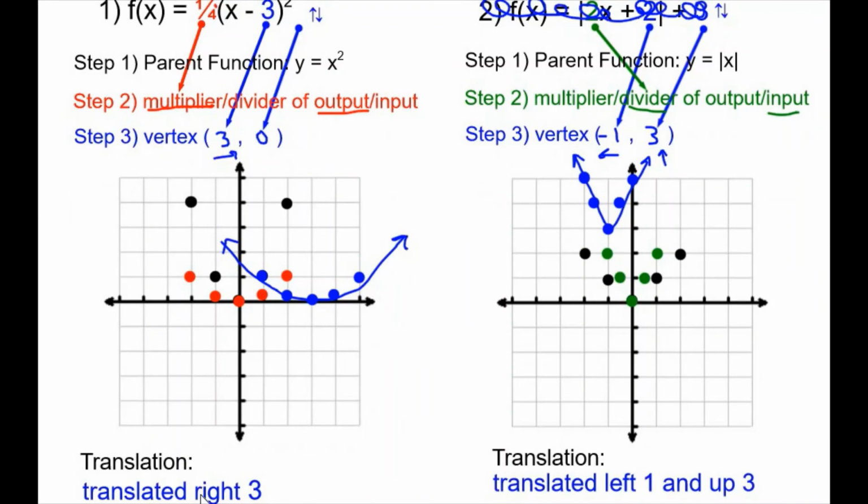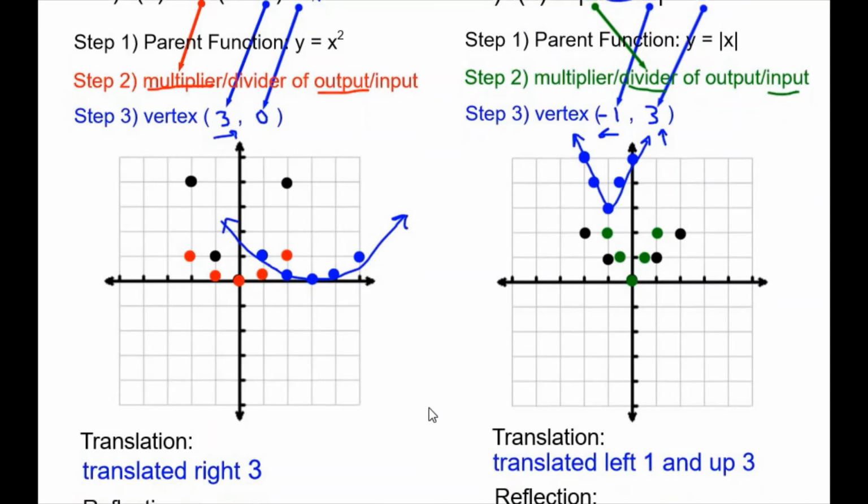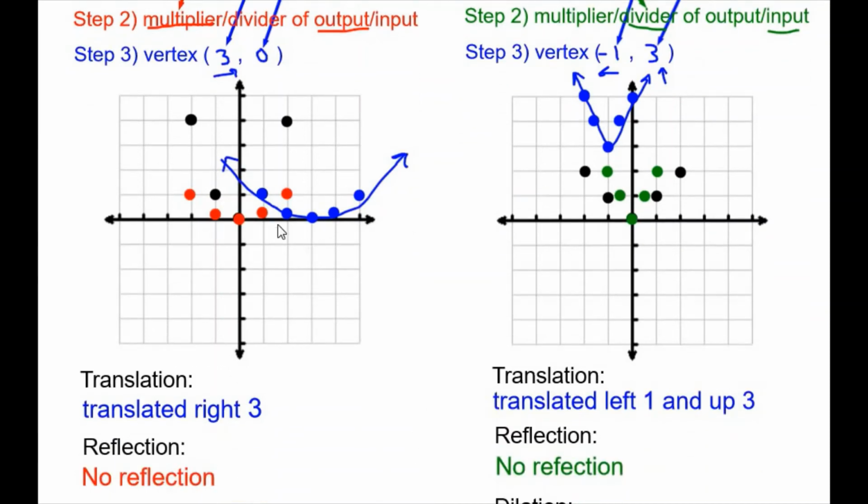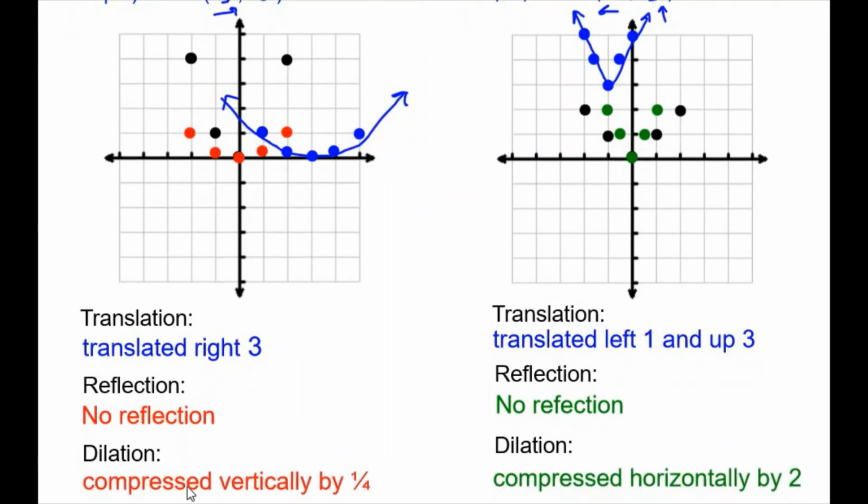In the first problem, it was translated right 3. This one, as we just did, was translated left 1 and up 3. Neither one of them had a reflection. None of them went over the x or y axis. However, the first one, this is very important to understand, it was compressed. So we started at this value and we compressed it down, right? The values got compressed downward by a fourth, meaning they're 1/4 their original output values.